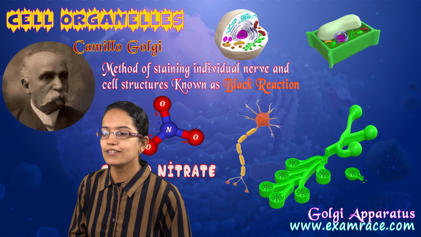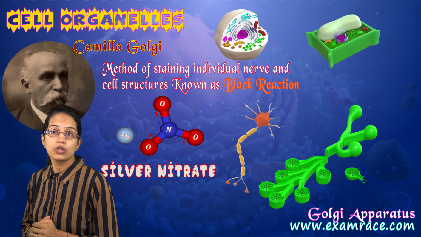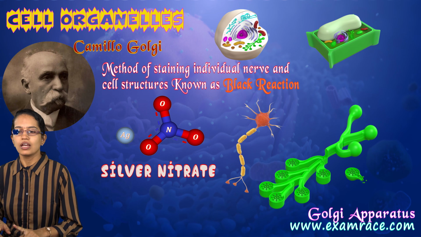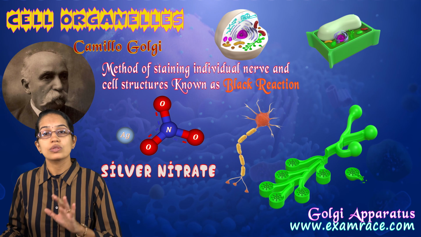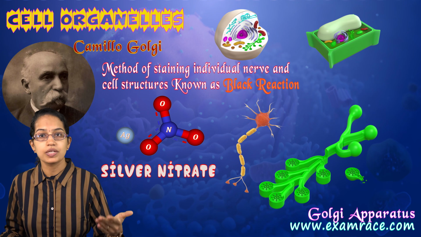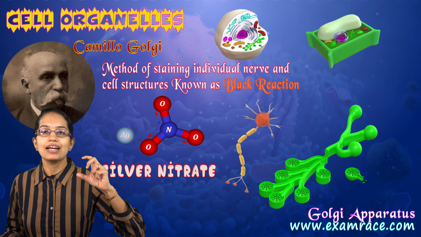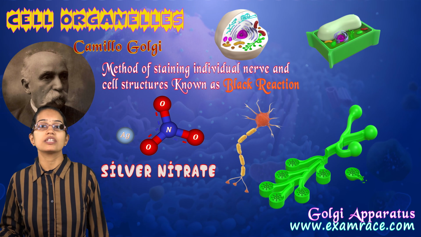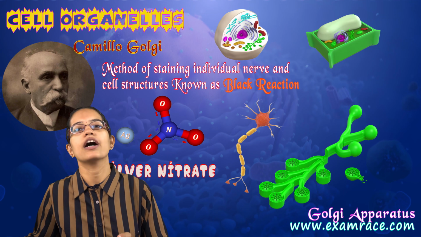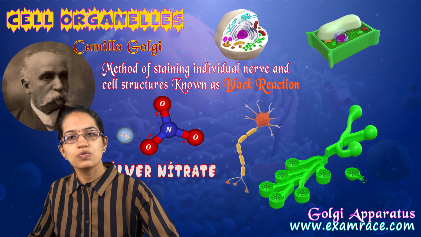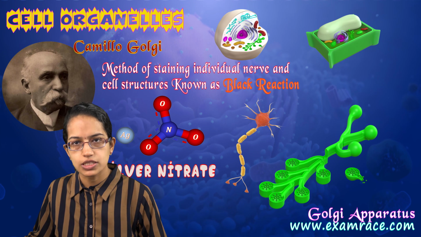Later on in 1906 he was awarded the Nobel Prize for this same discovery and his work on the structure of nervous cells. So that was a remarkable achievement by Camillo Golgi, and the material used was very important. He used silver nitrate for staining the nerve cells to find out this black reaction, through which he came onto the Golgi apparatus.